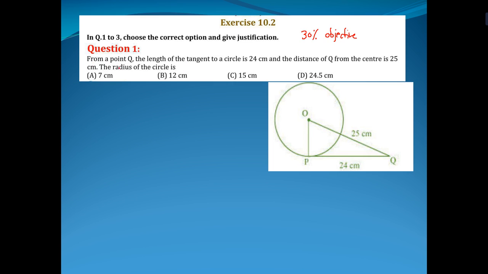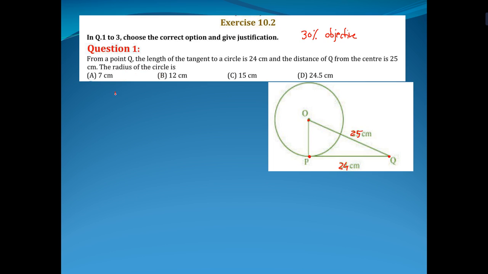Now question number 1. From a point Q, the length of the tangent to the circle is 24 centimeter. The figure is not given in the question. From a point Q, the length of the tangent to a circle is 24 centimeter. So here the length of the tangent is PQ. And the distance of Q from the center is 25. Find the radius of the circle.